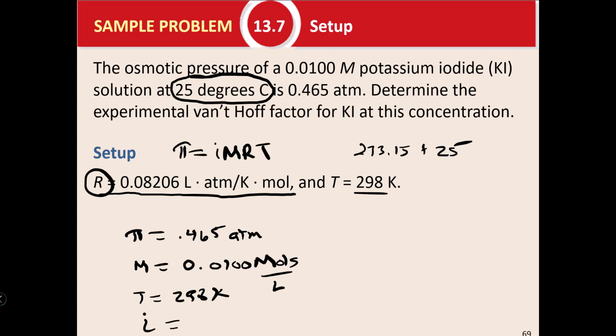What is the Van't Hoff factor? So you manipulate the equation. i equals MRT over the osmotic pressure. Okay. Let's look at the next slide.